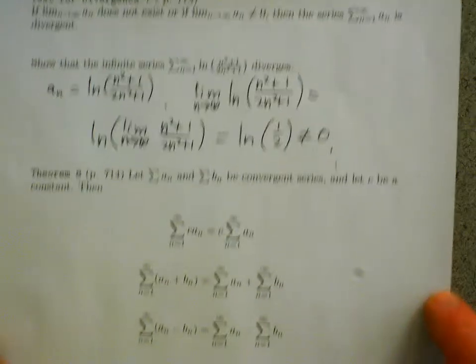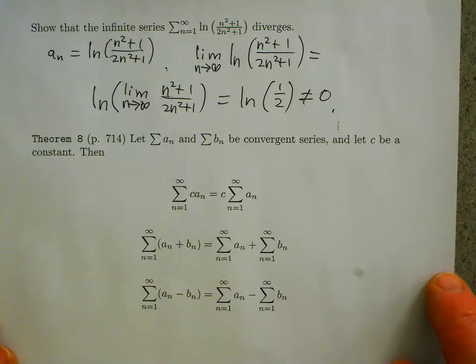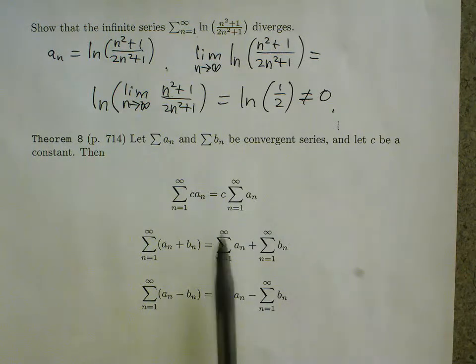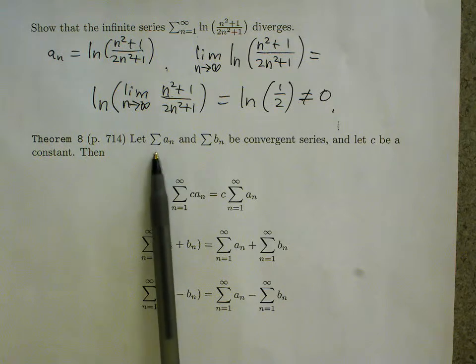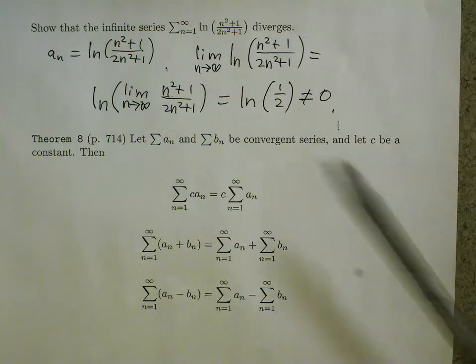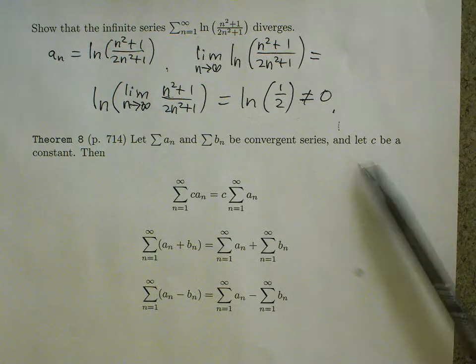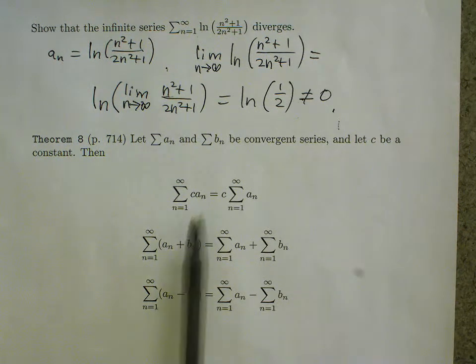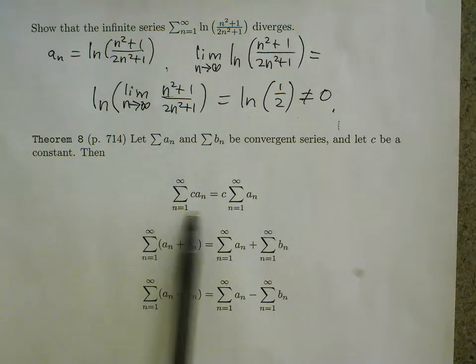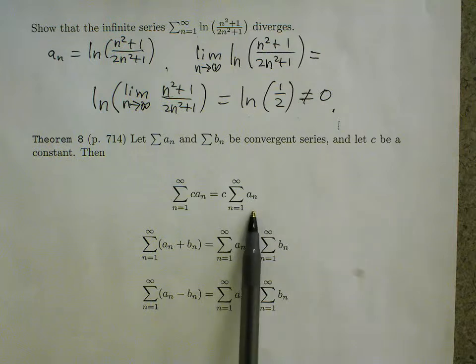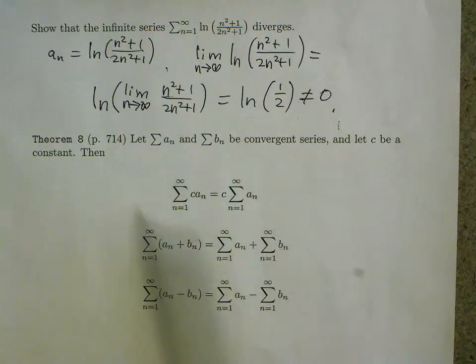Okay, Theorem 8 shows some of the things that are true about series. If these two series, the series of the a sub n terms and the series of the b sub n terms, are both convergent, and if c is a constant, then the sum of the c times a sub n terms is equal to c times the sum of the a sub n terms. You can describe that as a distributive property.